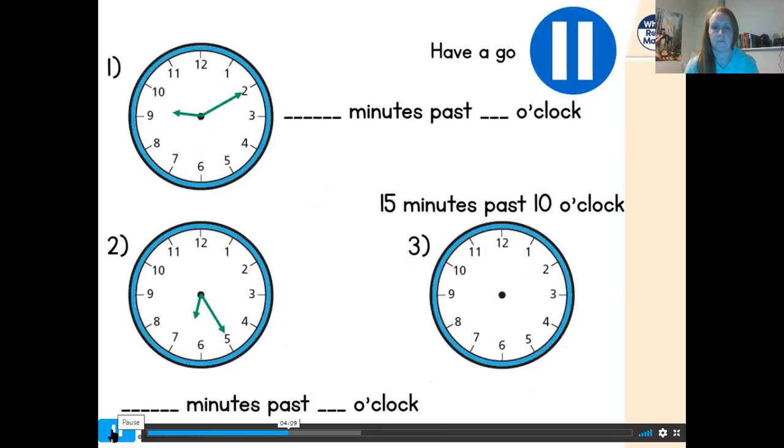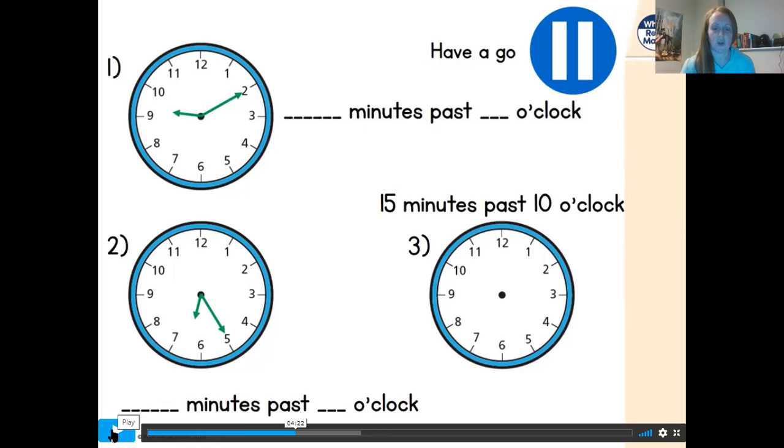So over to you now. You've got 2 times to write down, and then question 3 is to draw on that clock face, or on a clock face you quickly sketched, that time, 15 minutes past 10 o'clock. Okay, so there's a couple there for you to have a go at. So if you've got a little scrap piece of paper, just have a go at doing these 3 questions.